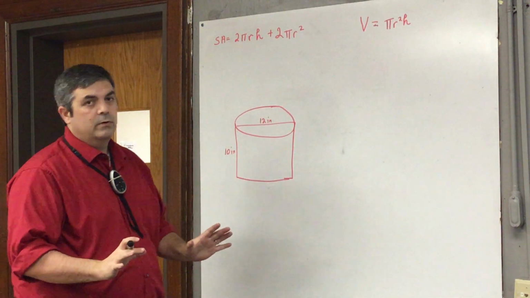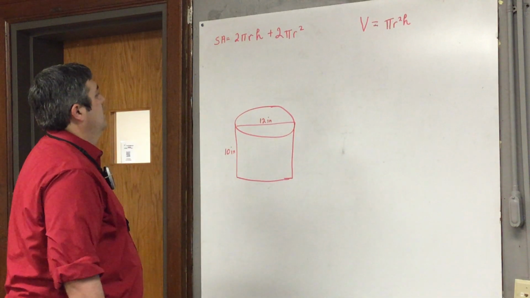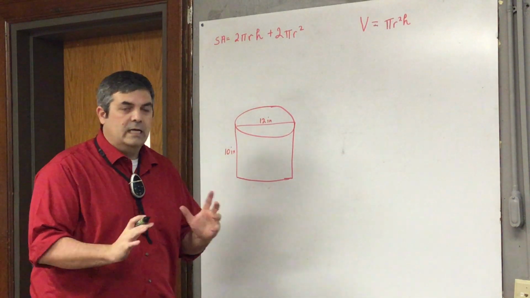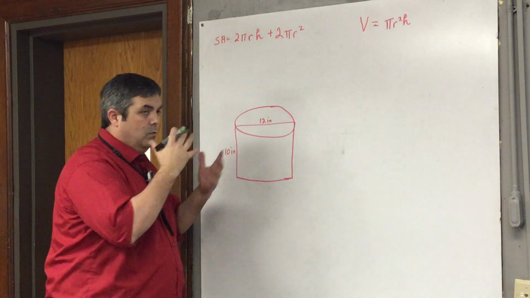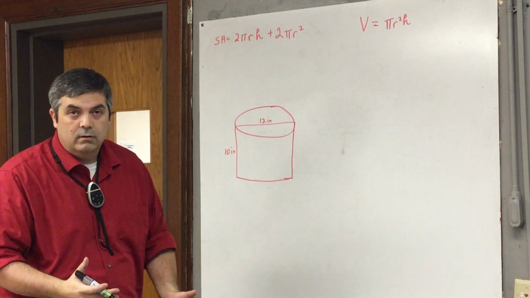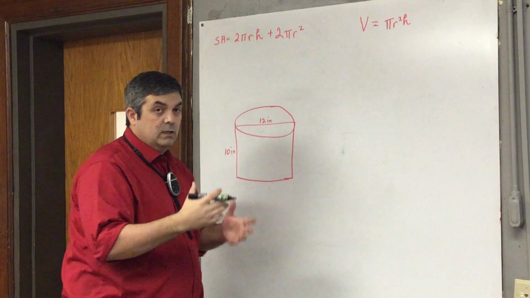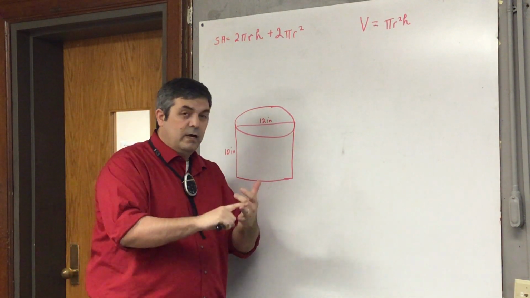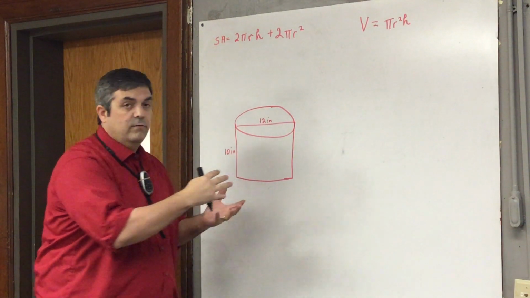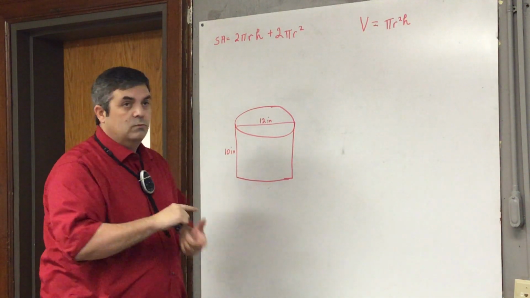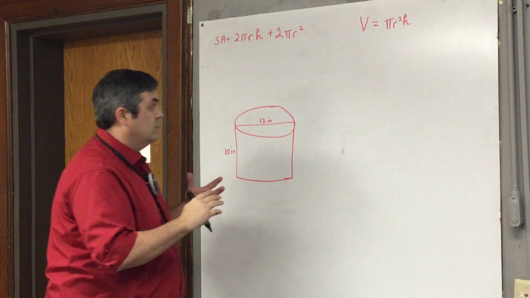Now, the first thing we're going to do is look at the shape. Yep, it's a cylinder. Next thing we're going to do is look at the numbers to make sure we know what numbers we're given. The important thing is we need to have the height and we need to have the radius. If we have those two things, we can discover what the surface area is and what the volume is.